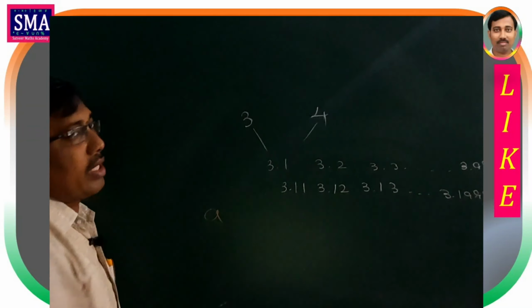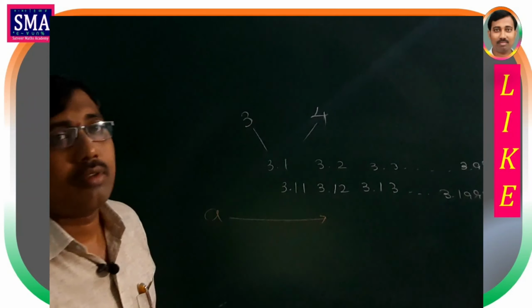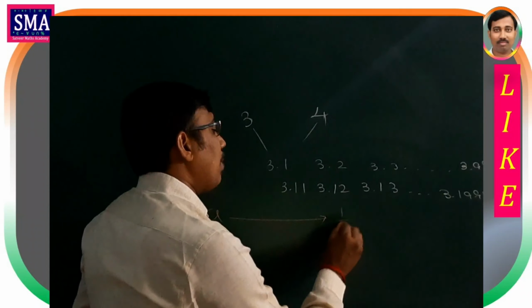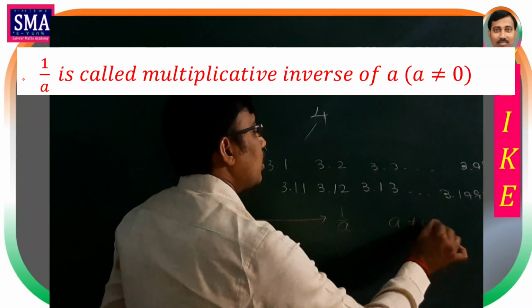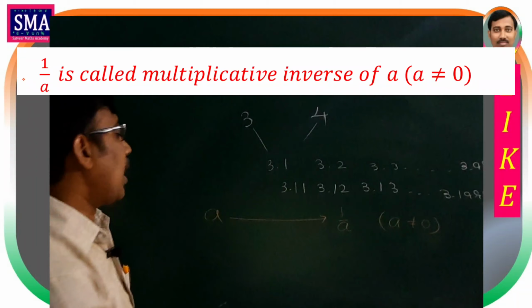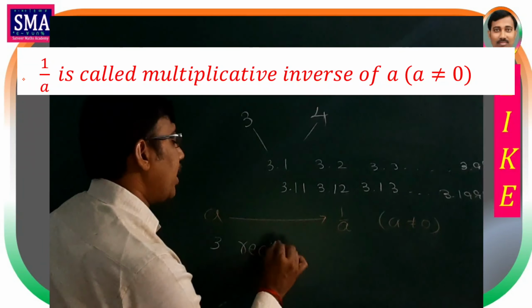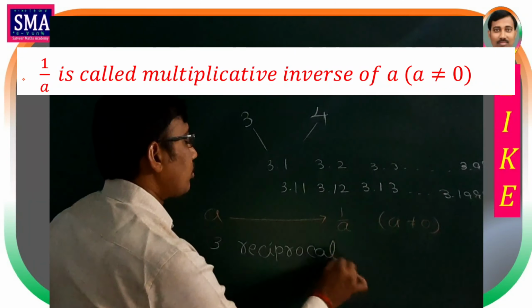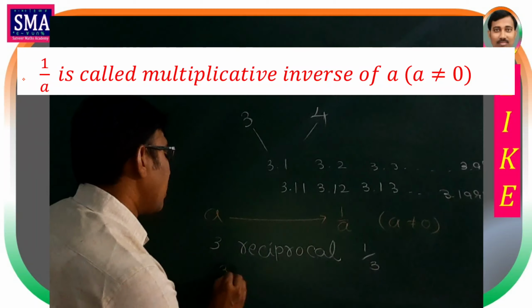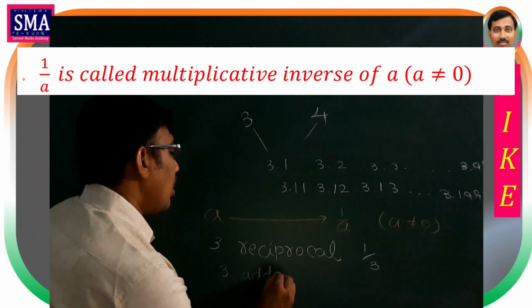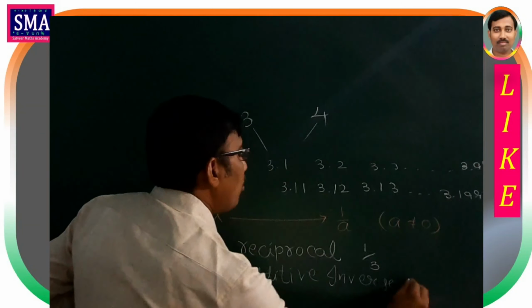Next, A is any rational number. The multiplicative inverse of A is 1 by A, where A is not equal to 0. For example, 3 is a rational number. Its reciprocal or multiplicative inverse is equal to 1 by 3. The additive inverse is minus 3.